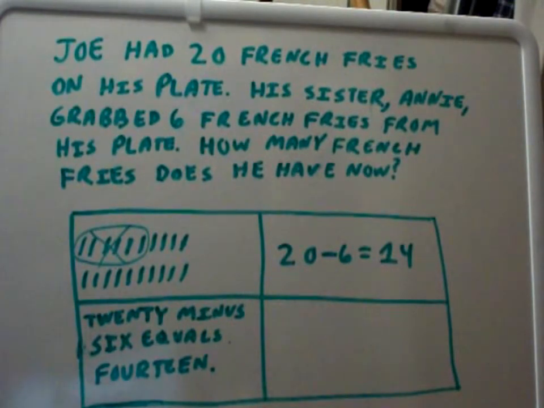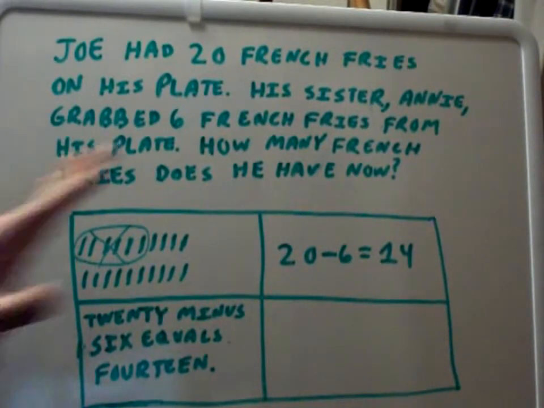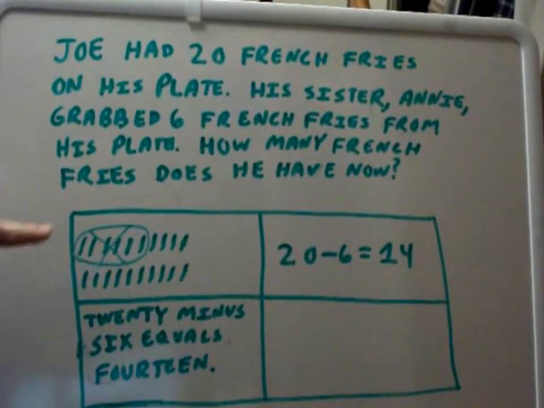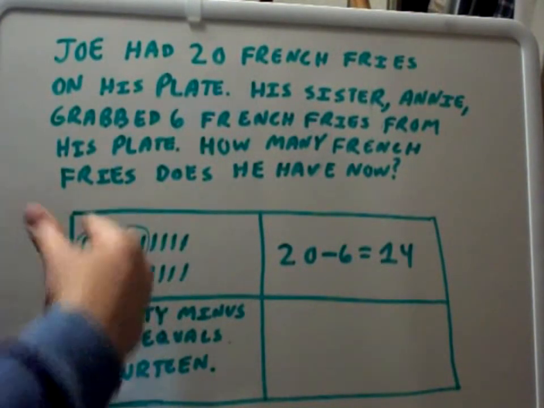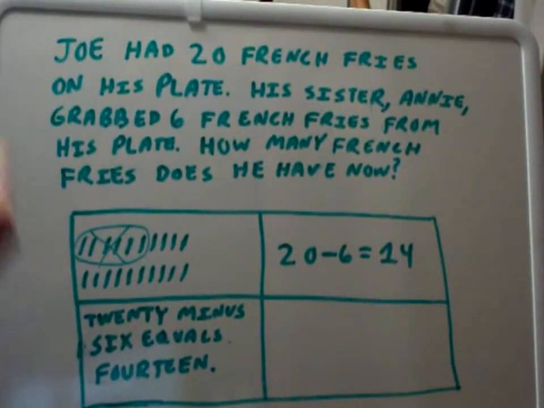Well, what these people want you to do is represent this problem in 4 different ways. The first way they want you to do it is to actually draw out the French fries. That's what these little sticks are for. They're French fries. Then they want you to remove the 6 French fries from the 20. So you circle the 6 French fries and you X them out. Therefore, they're removed. Then they want you to count the remaining French fries to get your answer. Well, that's all fine and dandy.